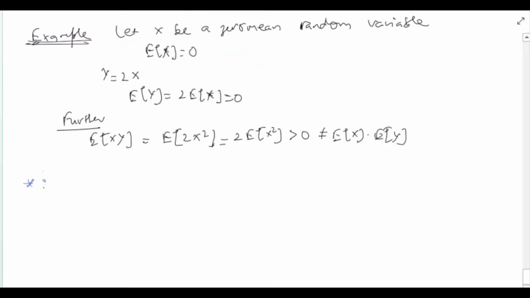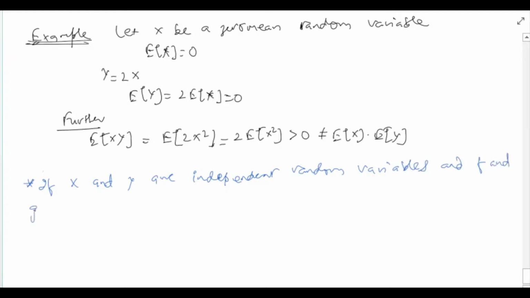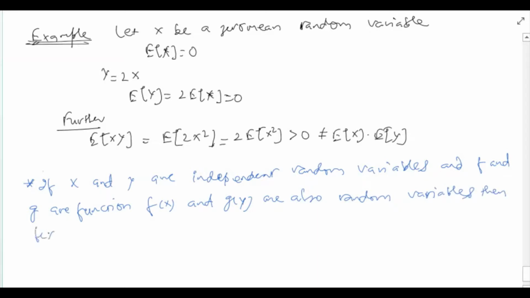Let's see one more fact. If x and y are independent random variables, and f and g are functions such that f of x and g of y are also random variables, then f of x and g of y are also independent.